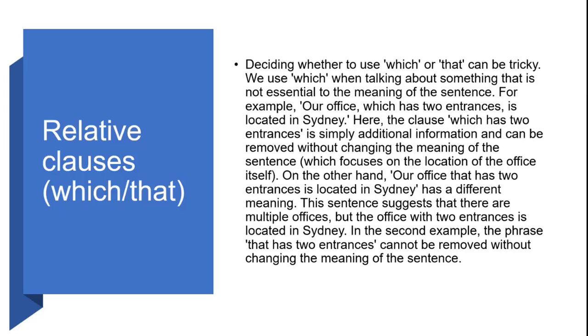Another thing to pay attention to when it comes to grammar is which and that, right? Which or that can be tricky. We use which when talking about something that is not essential to the meaning of the sentence. For example, our office, which has 2 entrances, is located in Sydney. Here, the clause which has 2 entrances is simply additional information and can be removed without changing the meaning of the sentence. So if you are adding additional information that is really not necessary to that sentence, you can put a comma which. But if you use that, you use that when you're adding information that is essential for that sentence to make sense. So that is the difference between which and that.